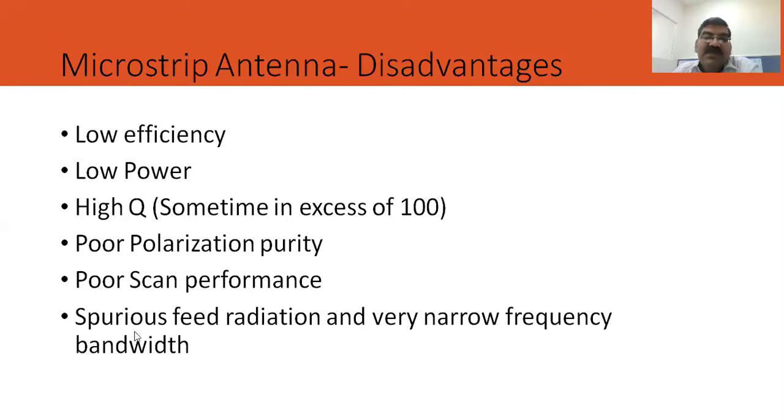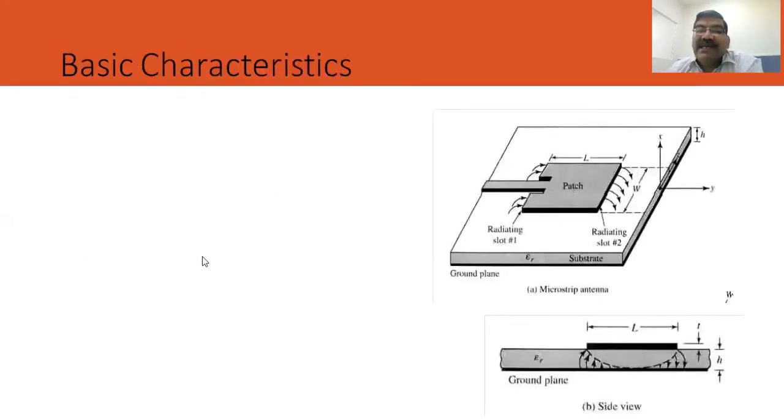Then spurious field radiations, and a very narrow frequency band. What spurious field radiation is, I'll explain later on. The frequency band is narrow for this antenna. So these are some of the disadvantages. As I explained, you can elaborate on this. Don't put simply the heading in the answer book. You have to elaborate what I explained. For that, you can repeatedly watch these videos which I'll upload on YouTube. Now basic characteristics. Here we'll discuss the basic characteristics of the microstrip antenna.